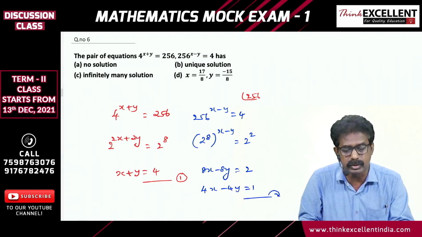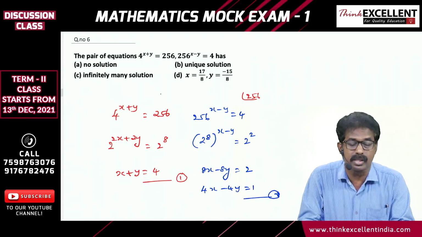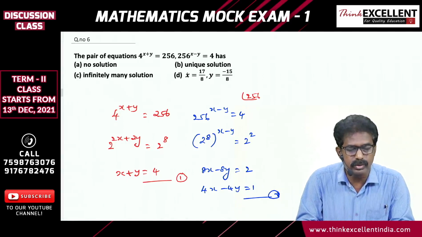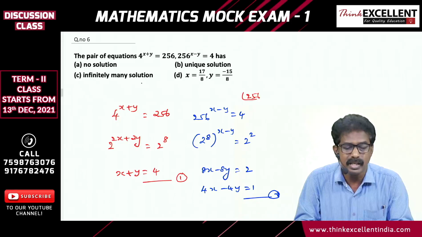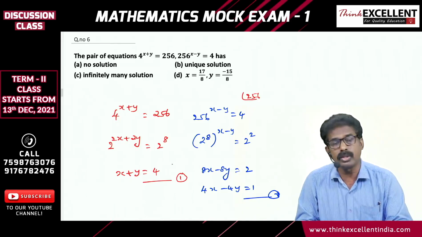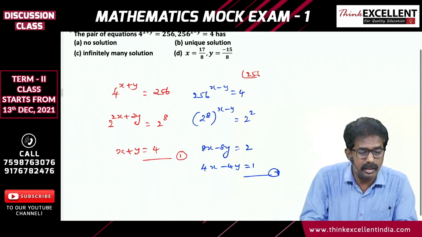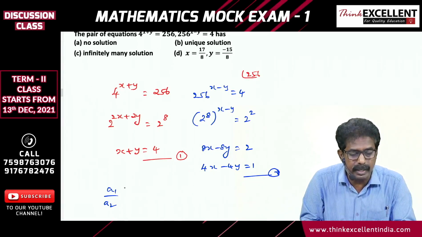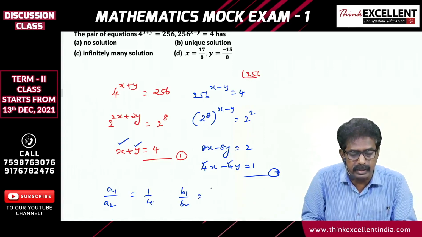So this is equation number 2. They didn't ask you to solve it, right? Sometimes we may solve. It has no solution, unique solution, or infinitely many solutions. So one among the 3 only. You know how to find whether it is consistent or not. You find a1 by a2, b1 by b2. a1 by a2 is what? 1 by 4. b1 by b2 is the y coefficient, 1, here minus 4, 1 by minus 4.